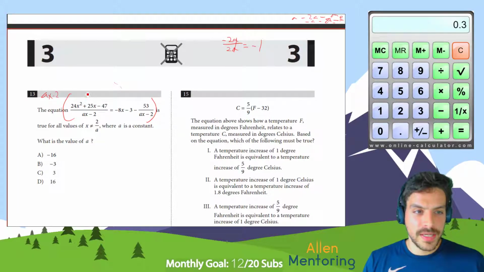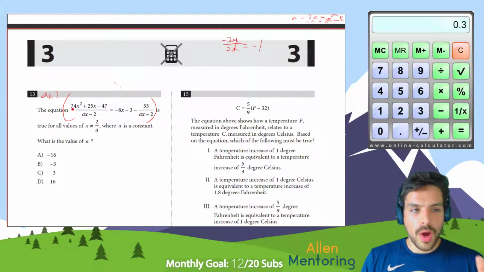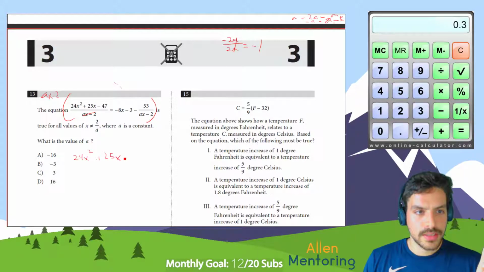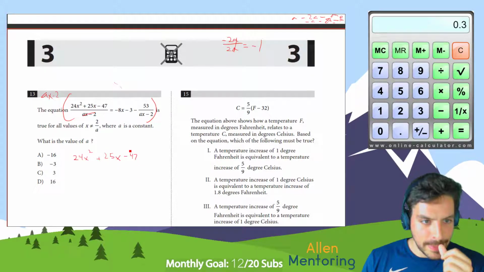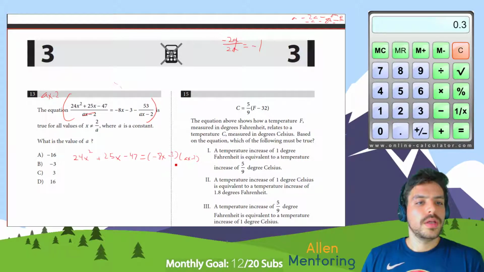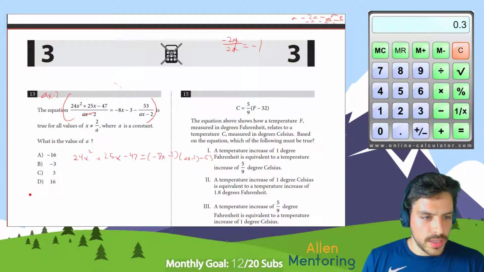All right, so that means multiplying this, and multiplying this by ax minus 2. But it's easier than it sounds. Why? Because in this case, ax minus 2 and ax minus 2 cancel out. So all that's left is 24x squared plus 25x minus 47, okay, is equal to, and then we have to multiply negative 8x minus 3 times ax minus 2, okay, and then here ax minus 2 cancels out as well. So all we have is minus 53 at the end.